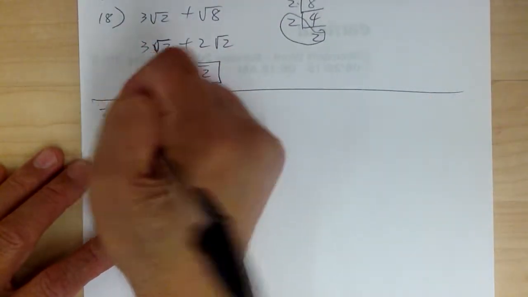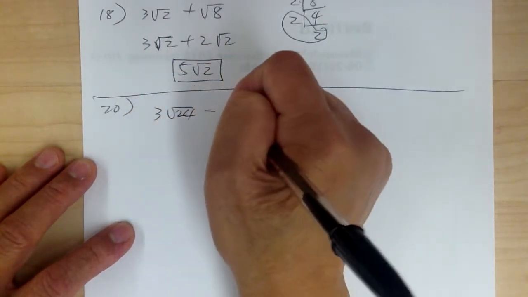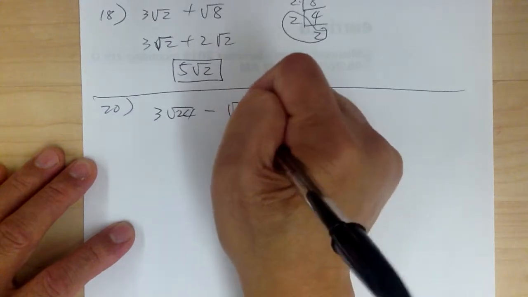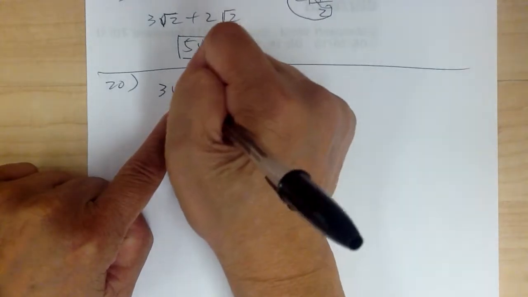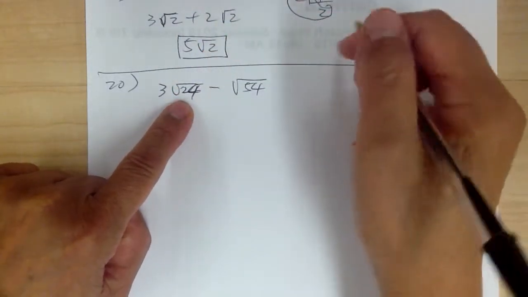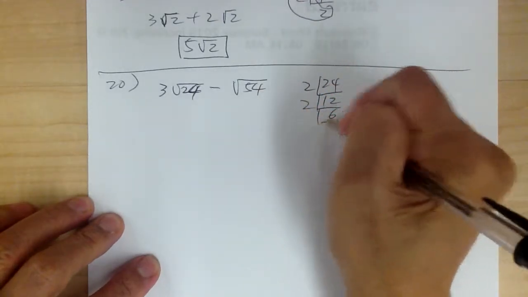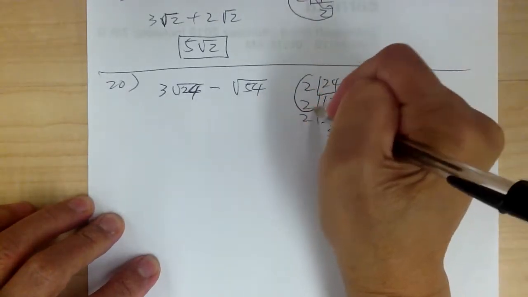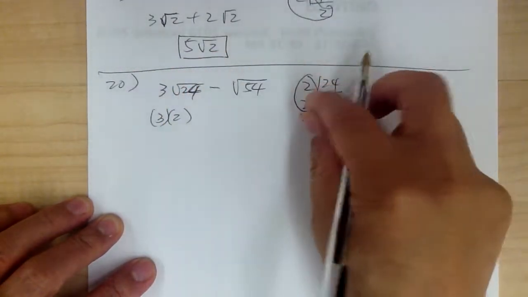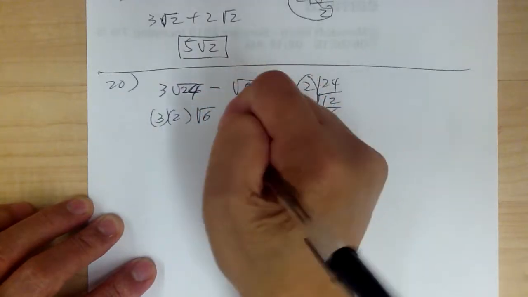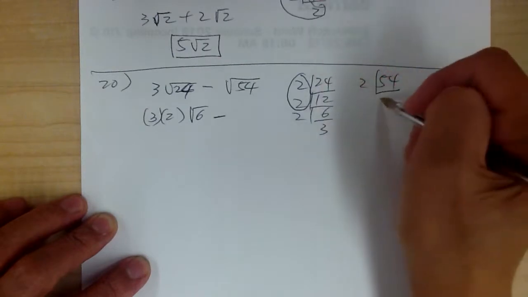Okay, number 20, you got 3 square root of 24 minus square root of 54. Okay, so again, you can go off to the side, or you can do the perfect square method either way. So 24 divided by 2, I get 12. Divided by 2, I get 6. Divided by 2, I get 3. So this 3 is over here, and the 2 comes from here, and I got square root of 6. Now 54, okay, divided by 2, I get 27.